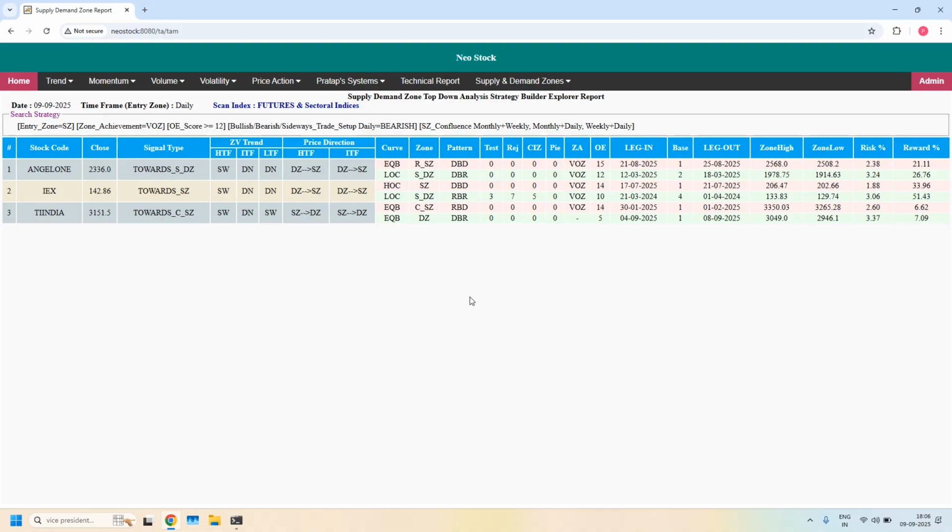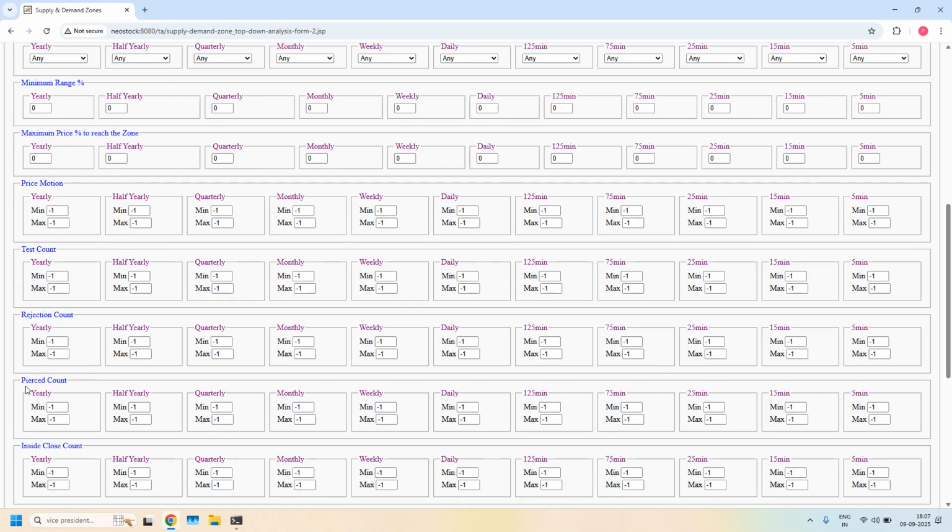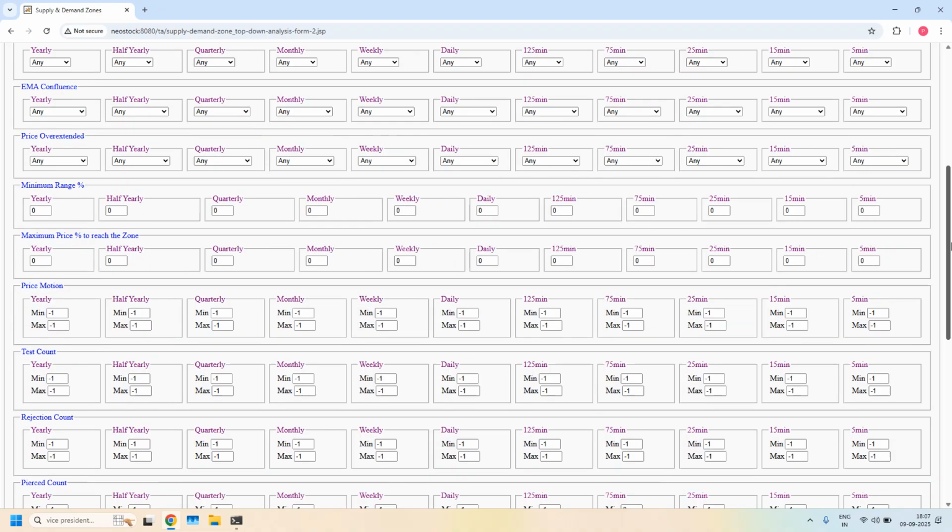Next, let us look into weekly income trade reports. The weekly income trade entry time frame is 75 minutes, entry zone demand zone, bullish, bearish, sideways trade setup at 75 minutes. Selecting sideways long, zone achievement violated, opposing zone, minimum odd enhancer score 11 for sideways. The 75 minutes demand zone should not be pierced. So in the pierced count at the 75 minutes time frame, I am setting minimum value 0, maximum value 0. That means zone pierced count is 0.